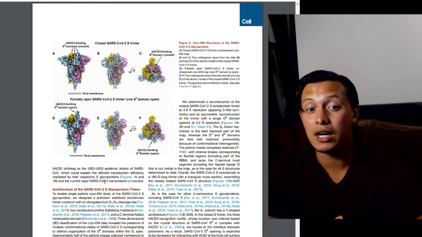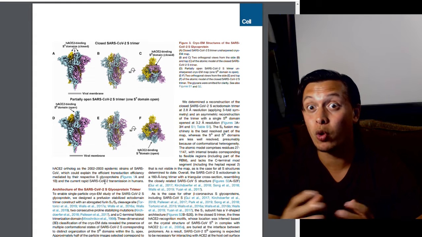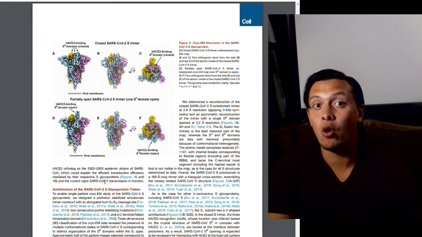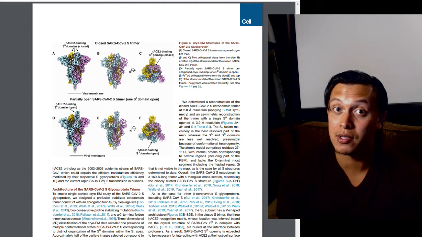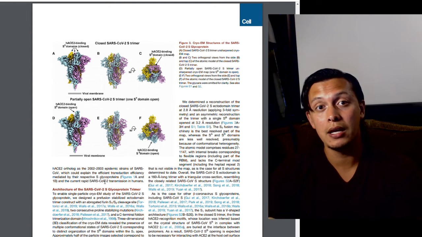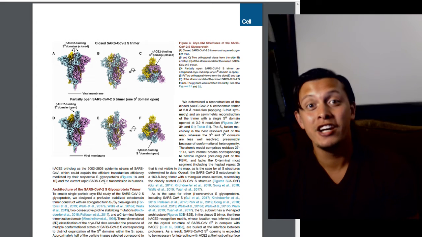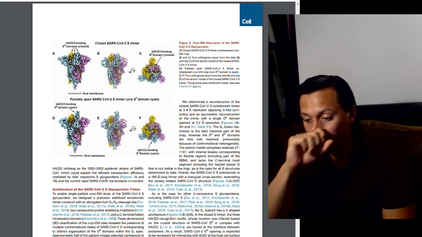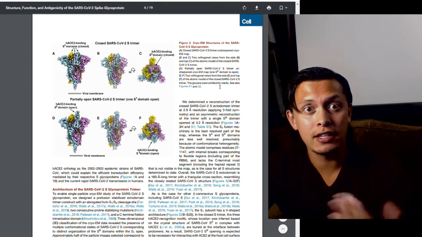And so I'm going to make another video talking about how this is a strategy that some viruses employ to help do immunomodulation so that the viruses can live a little bit longer within the body.